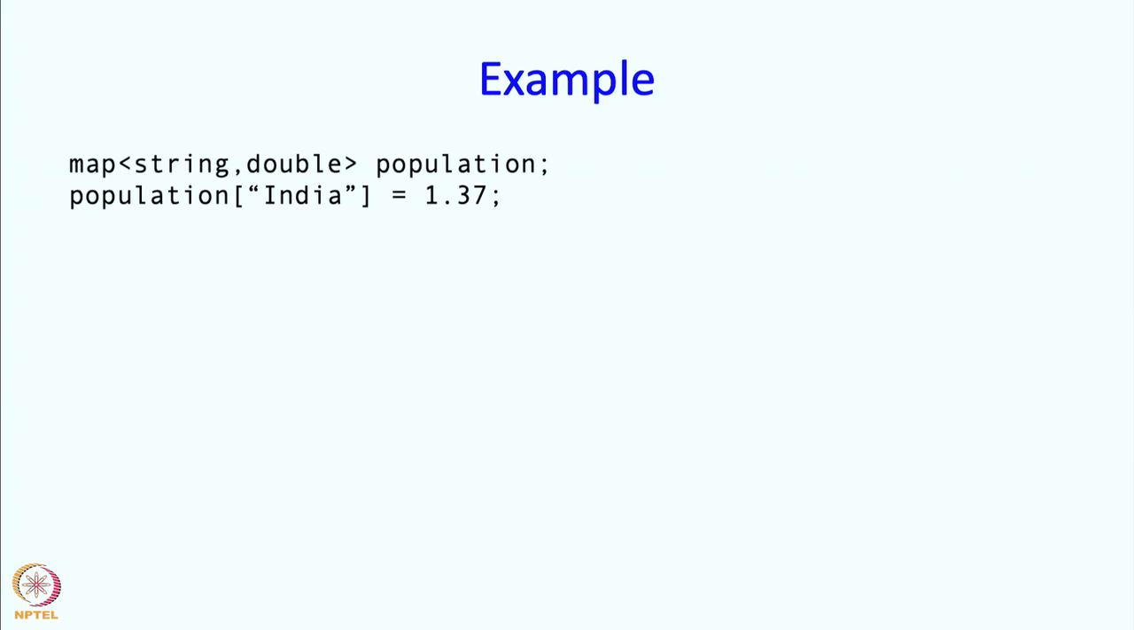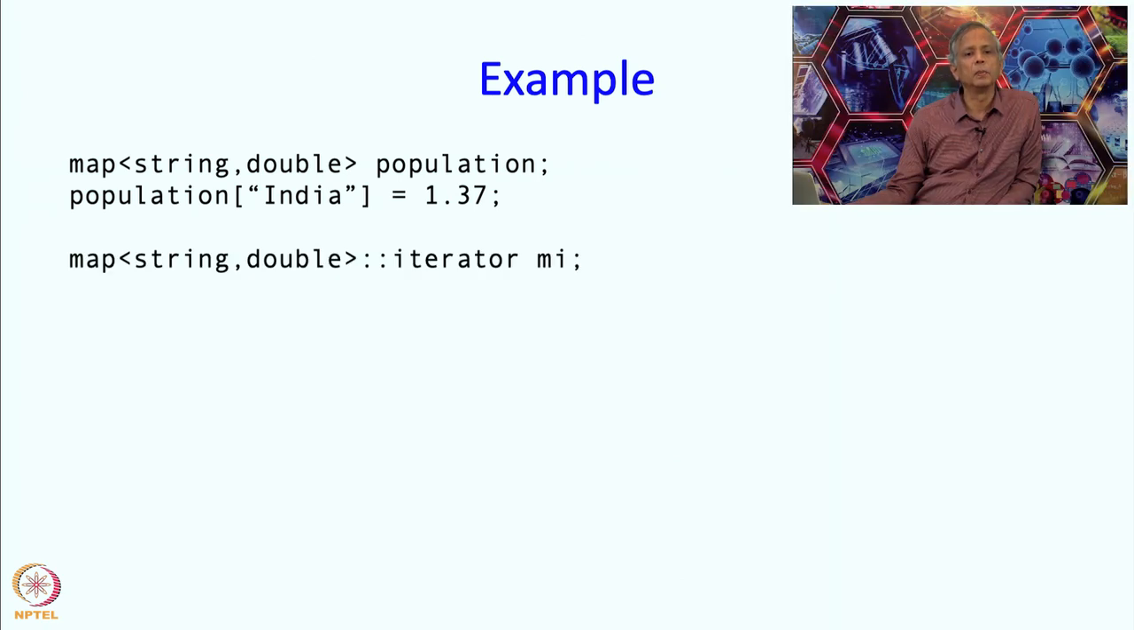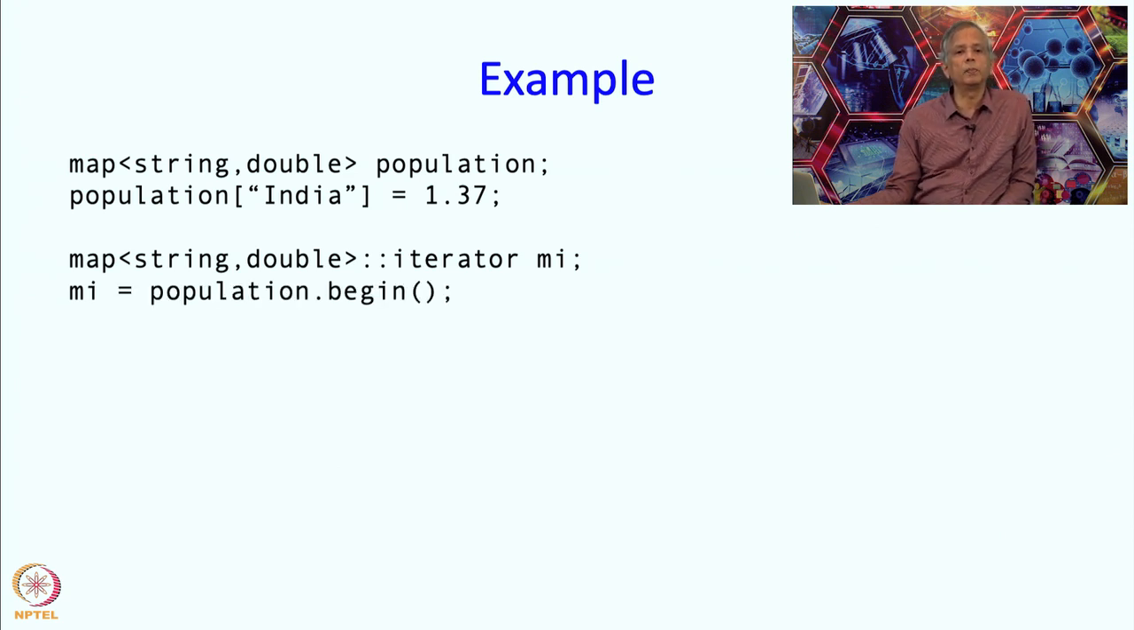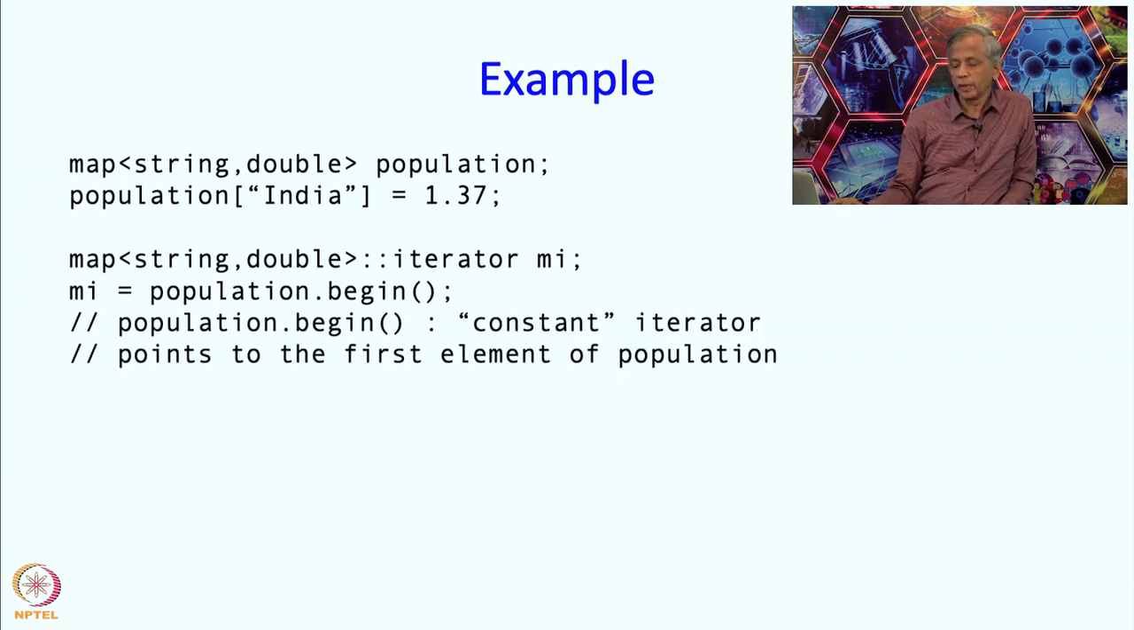So our population map. Let us say I store 1.37 as the population of India, and now let me create an iterator. mi is a variable that I create, but of type iterator. It is not assigned any value yet, so I have to put a value into it. I can write mi equal to population dot begin. Now population dot begin is what might be called a constant iterator. It is like writing mi equal to 0. So this iterator points, in a metaphorical sense, to the first element or the beginning element in this map. This is a constant operator, and it points to the first element of population. In this case there is only one element, so it will point to this element itself.